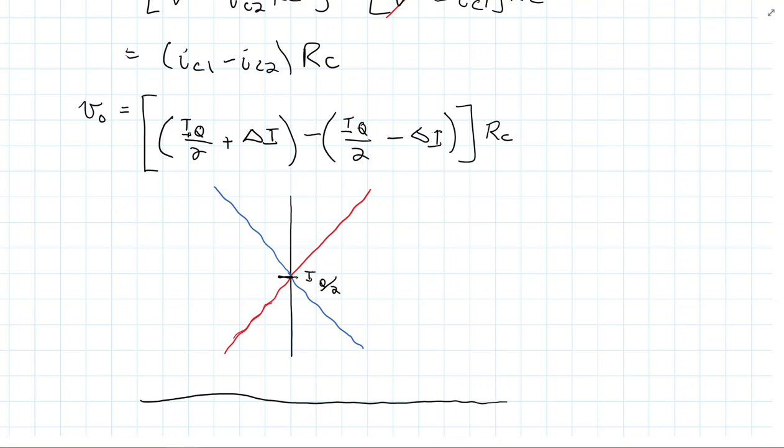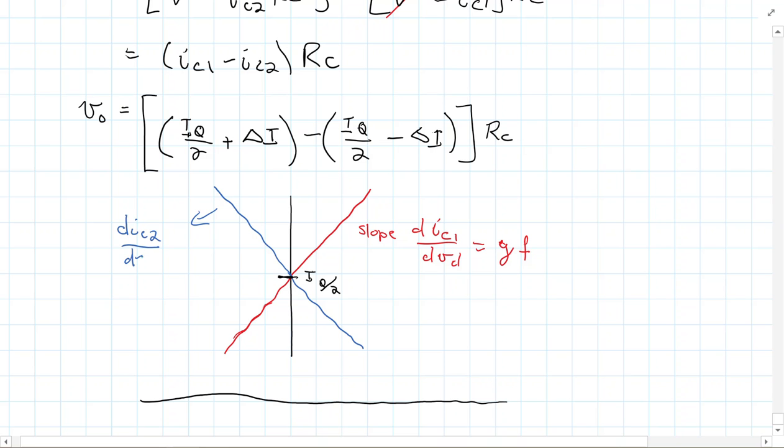Now, we have to be careful. These transconductances, these slopes, it's the derivative of IC1 with respect to VD. But that was just what we called the forward transconductance. Then the slope of this one would be the derivative of IC2 over VD, which would just be negative G sub F, because we're in the linear region here.